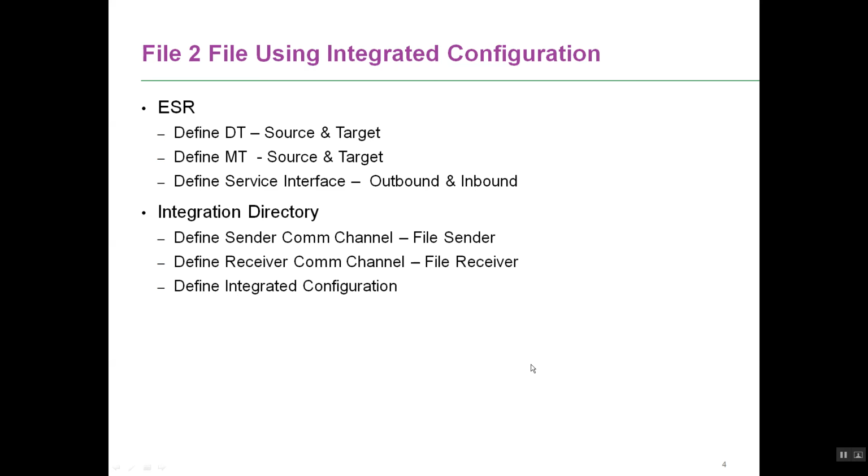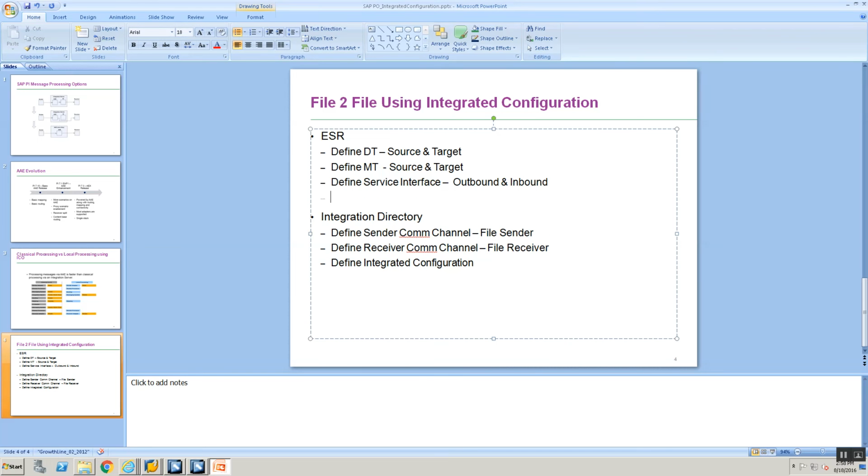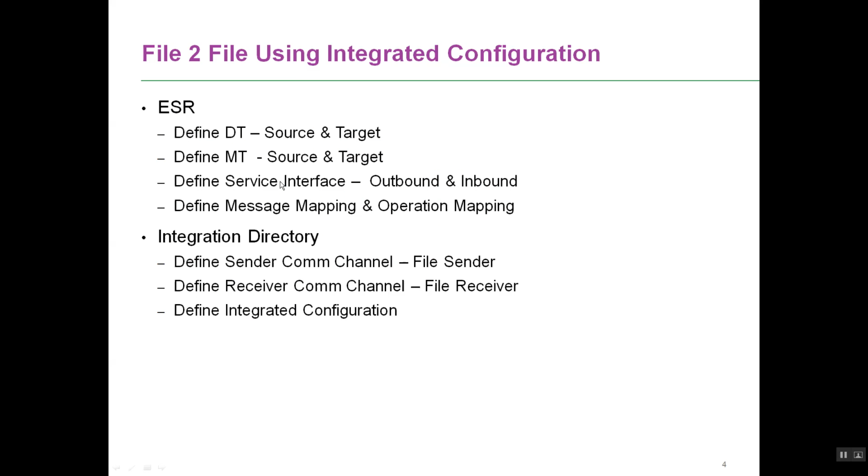Okay, so now we will look at building our first scenario using integrated configuration. We will be building a file-to-file scenario, and we will be using integrated configuration instead of classical configuration. So from an enterprise service repository perspective, we will continue to do what we were doing. Basically, we will define a data type, we will define a message type, we will define the service interfaces, we will define, sorry, this is missing here. Let me quickly add that. We will define message mapping and operation mapping. So the steps that you do in the enterprise service repository, or in the ESR, continue to remain the same.